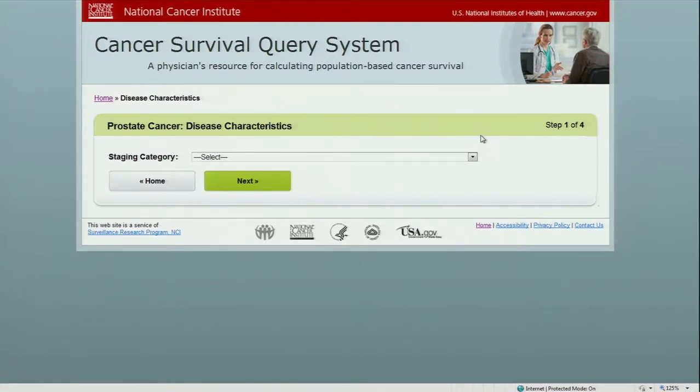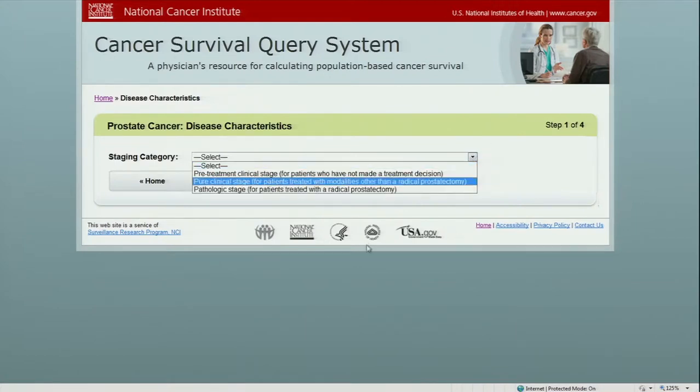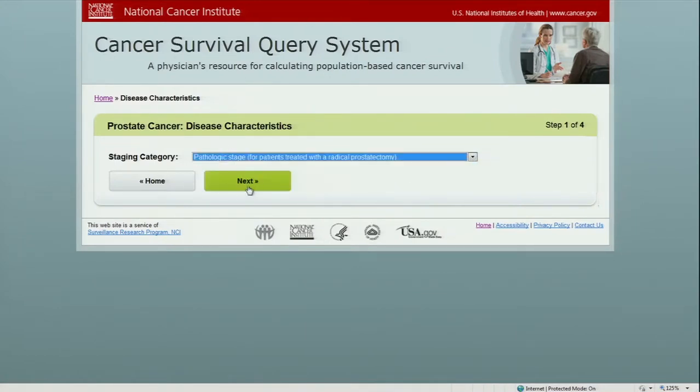This page is asking for staging information. And staging is when the cancer is assigned stage 1, stage 2, 3, or 4, based on how the cancer has spread in the body. And there are two modes of staging. There's clinical and there's pathologic, meaning that some patients are staged from the physician examining scans of the body, and some patients are staged from having surgery and the physician examining the tumor to get exact information. Here, I will select pathologic because that's what's in the medical record.